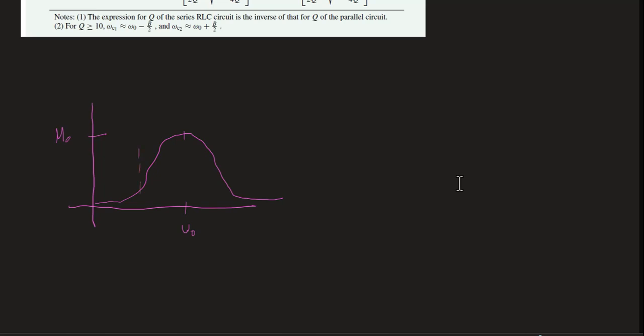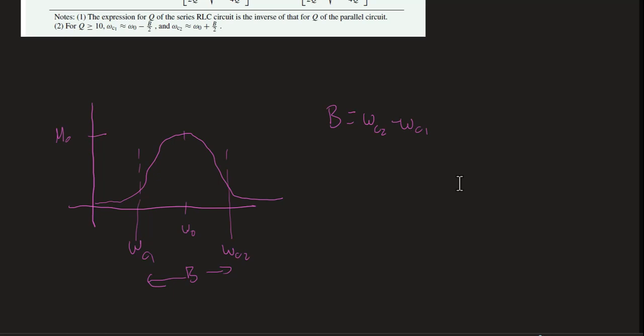You have your two corner frequencies, omega C1 and omega C2. And your bandwidth is the distance between those. So the bandwidth is omega C2 minus omega C1. If I put those in the right order, C1 is smaller. Yeah, okay, so I have that right.